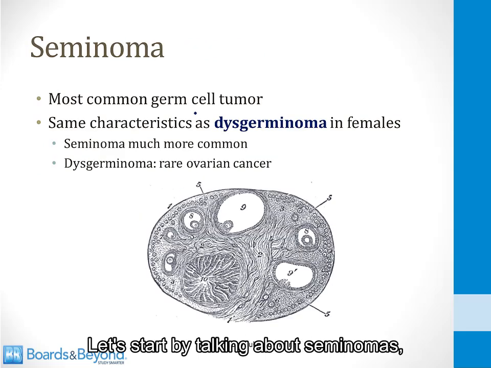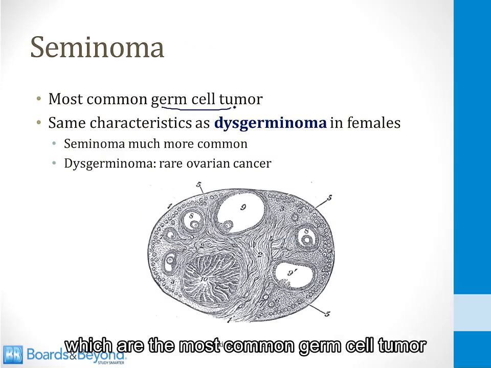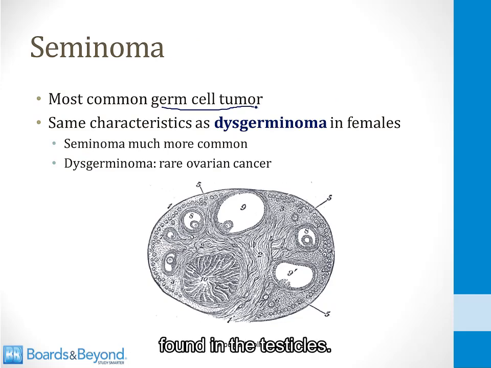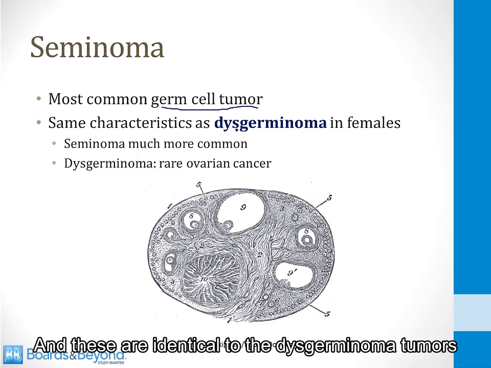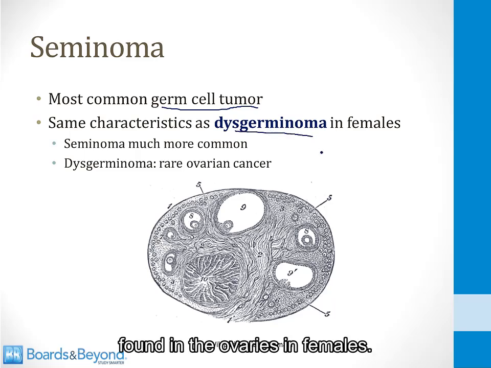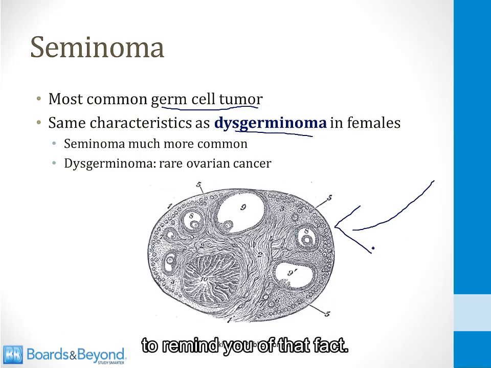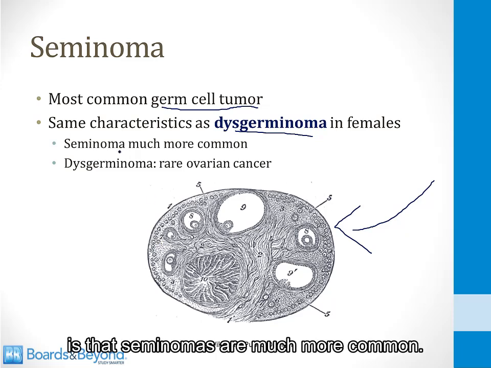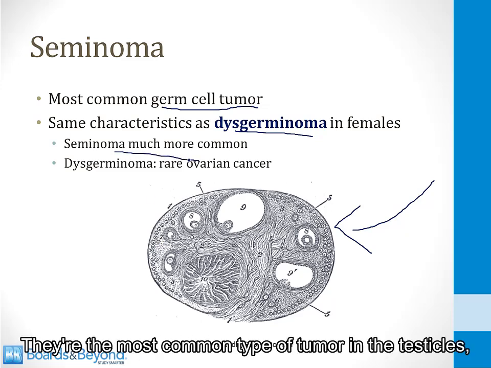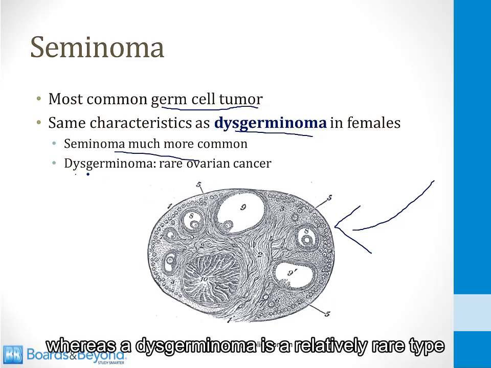Let's start by talking about seminomas, which are the most common germ cell tumor found in the testicles, and these are identical to the dysgerminoma tumors found in the ovaries in females. This is a big picture of an ovary on the screen here to remind you of that fact. The main difference clinically is that seminomas are much more common. They're the most common type of tumor in the testicles, whereas a dysgerminoma is a relatively rare type of ovarian cancer.